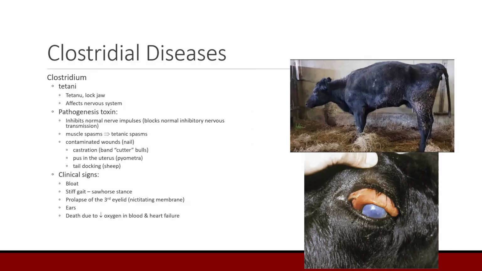Stiff gait or sawhorse stance. So that top picture there on the top right is a sawhorse stance, which is a clinical sign of tetanus. So they'll get what's called prolapse of the third eye. So this nictitating membrane. So that's that bottom picture there. Twitching ears, death due to low oxygen in blood, and heart failure, all related to the suppressed nervous function.